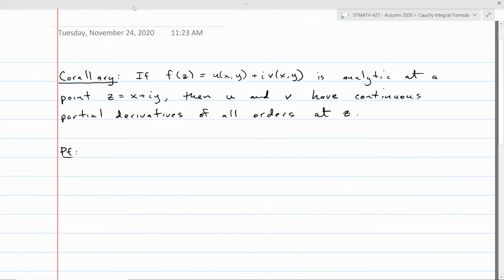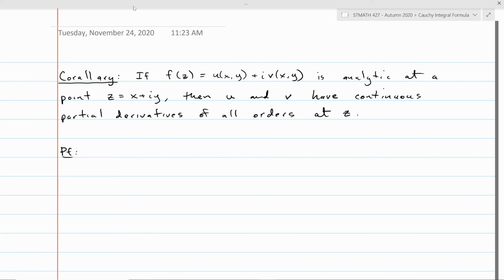Okay, here's a corollary. This is actually the thing that we used when we cheated in the proof of the Cauchy integral theorem. The corollary is that if you take f and you write it in terms of its component functions, u and v, and you know that f is analytic at the point, whatever point, z equals x plus iy, then both of those functions, u and v, have to have continuous partial derivatives of all orders. So like ux, uy, uxx, uxy, whatever. However many derivatives down you want to go, mixed order partials of all kinds.